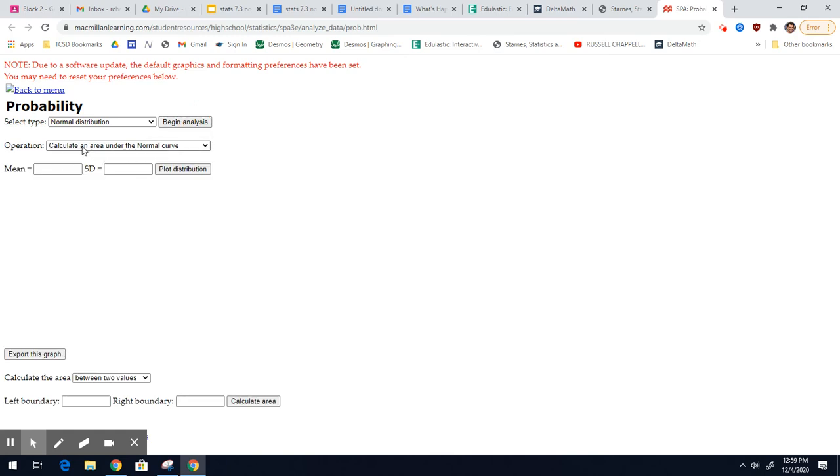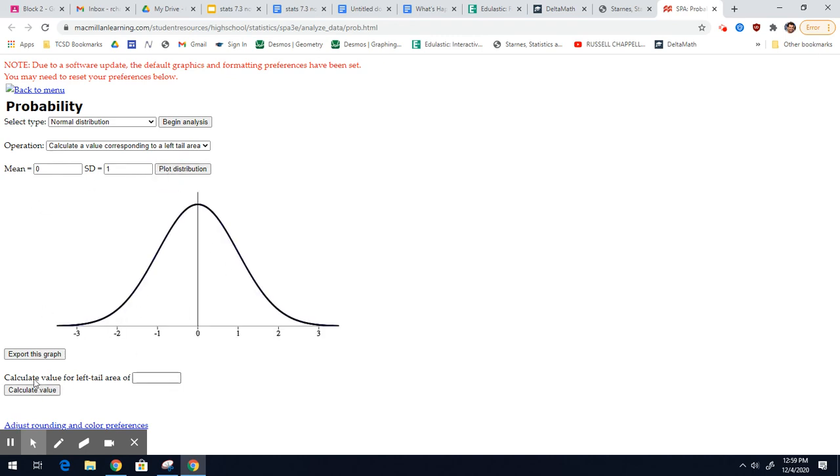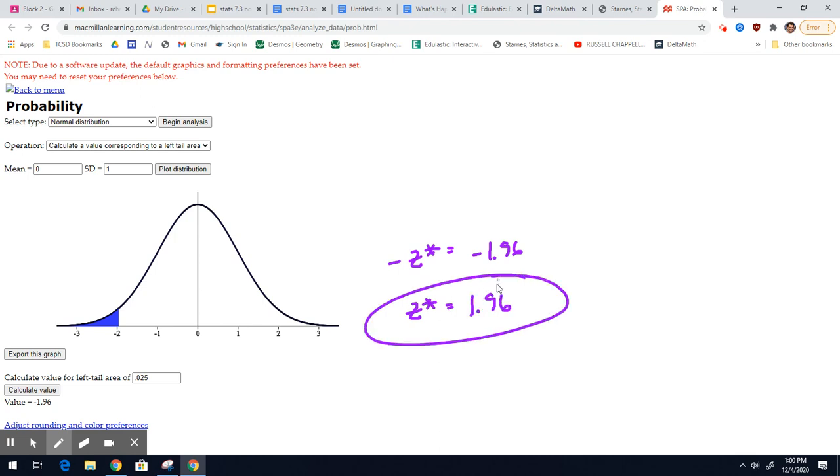Again, this is the operation. We are not calculating the area. We already know the area. The area is 0.025. We want to find the z value. Our mean and standard deviation is always 0 and 1. We're going to plot the distribution, and I want to calculate the value for a left tail area of 0.025. There is going to be your negative z star value. Your negative z star value is negative 1.96. So the z star value we need in this problem is positive 1.96.